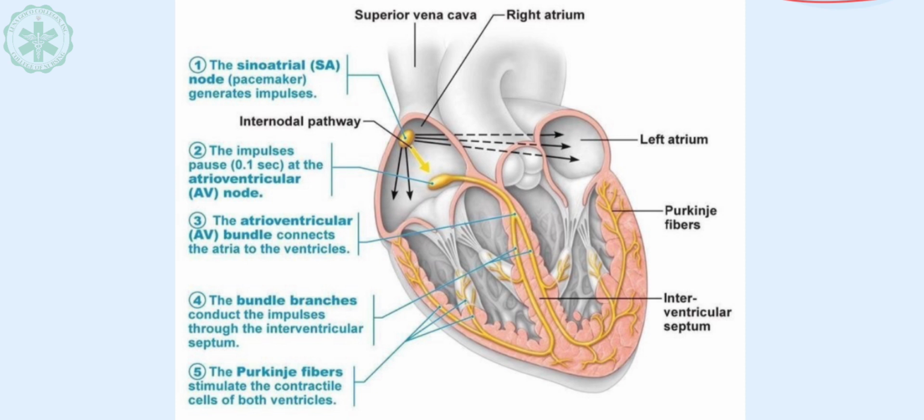So here we have first the sinoatrial node, or the SA node, what we call the pacemaker, which generates impulses. Through the pathway, we have the AV node, where the impulses pause for a fraction of a second. Then third, the atrioventricular or AV bundle connects the atria to the ventricles. Then the bundle branches conduct the impulses through the interventricular septum. Then the last part is the Purkinje fibers, where it stimulates the contraction. These Purkinje fibers stimulate the contractile cells of both ventricles, the right ventricle and the left ventricle.